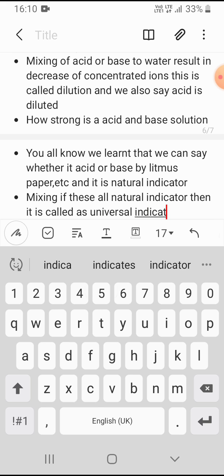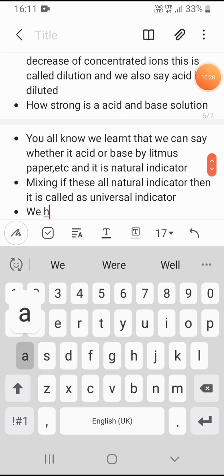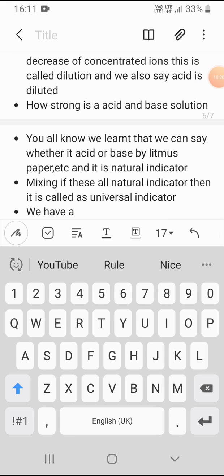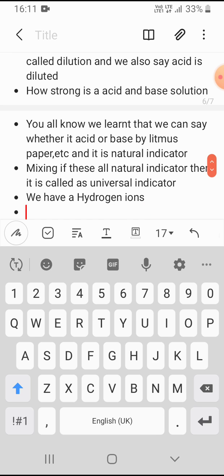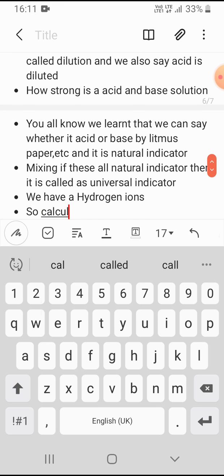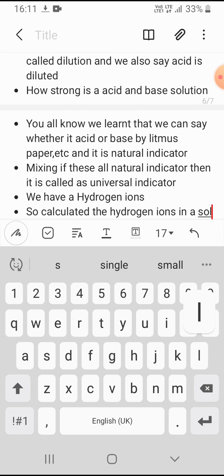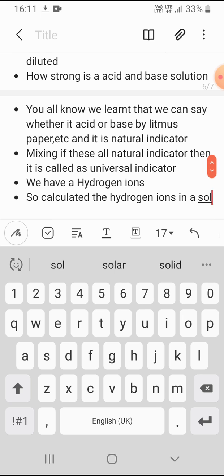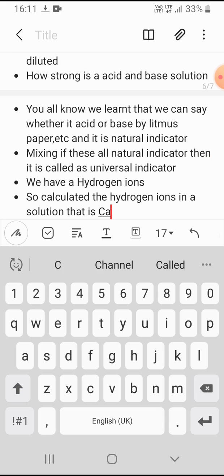It is called a universal indicator, mixing all the natural indicators. We have pH, and we have hydrogen ions. Calculating the hydrogen ions in a solution, that is, when we calculate how much hydrogen ion is there in a solution, that is called pH level.